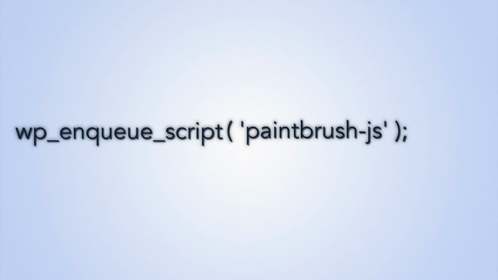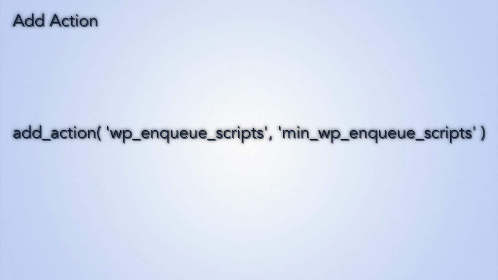The last part of actually getting this functionality working in WordPress is we have to use a function called add_action. This function allows you to hook a function onto a specific action. In this example, we're going to use the hook name wp_enqueue_scripts. Sorry about that. That's going to be the tag in this case. Then the function to add is going to be our function that we created before, min_wp_enqueue_scripts. It's a little confusing.